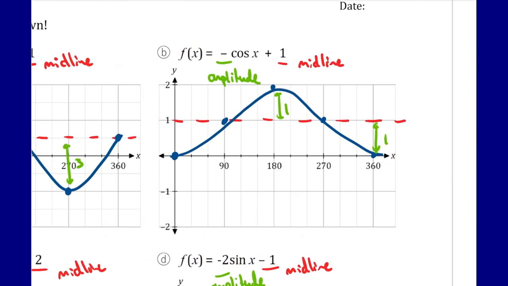For B, again, midline of +1. The amplitude is still 1, because we see an invisible 1 here, but it is negative, so we flip it. That means instead of our cosine wave starting at the maximum and going to the minimum, we're starting at the minimum and working our way up to the maximum. The maximum in this case is going to be 1 away from the midline, and the minimum is going to be 1 below the midline. 90 is at our midline. 180 is at our maximum, and then back to our midline, and then to our minimum.